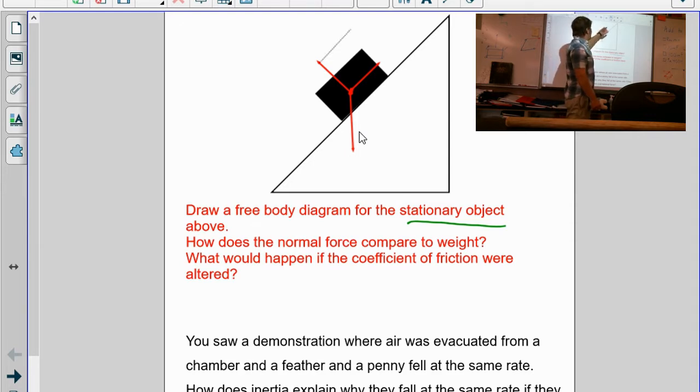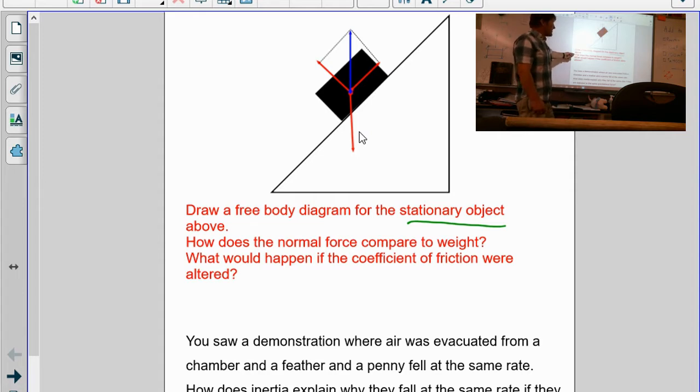I can make my parallelogram, okay, and then realize that the resultant vector is going to go straight up right here. And I can see that this vector here is exactly equal and in the opposite direction of this vector right here. So my forces are balanced right here, okay? And so that's the first one right there.